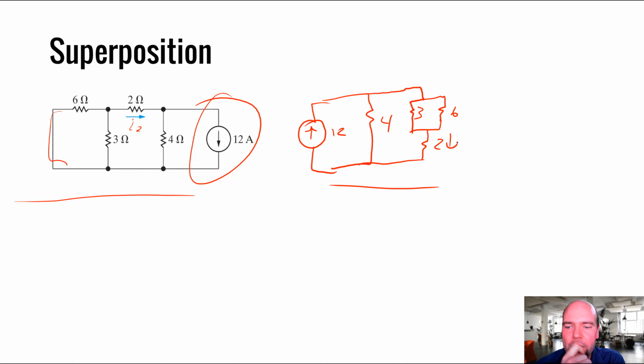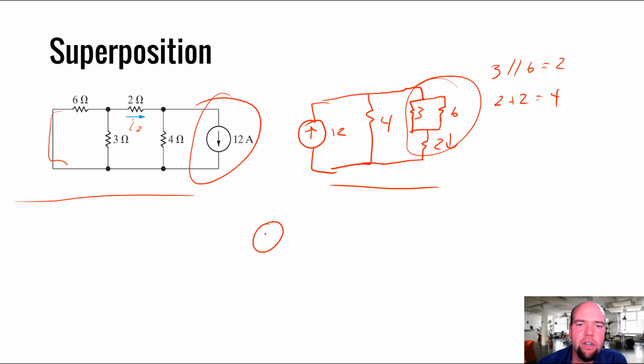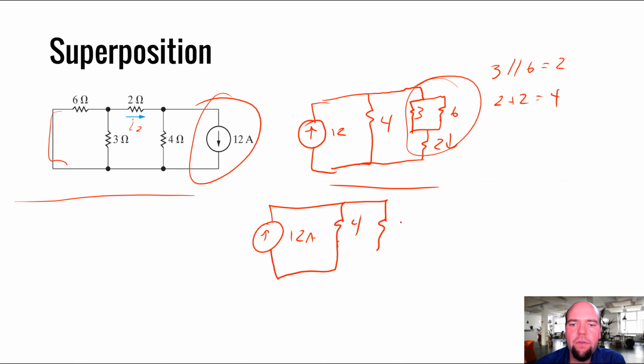So it's pretty obvious to me I'm going to want to do a current divider here. The good thing is the current through this 2 ohm resistor is the current through this entire branch. So I can just find the equivalent resistance of that branch and then find the current through that whole branch, and that's going to be the current through the 2 ohm resistor. So what's the current through this whole branch here? We have a 3 in parallel with a 6. That's going to be 2. And then that 2 is in series with another 2. That's 4. So our equivalent circuit now is 12 amps, and we have a 4, and we have a 4.